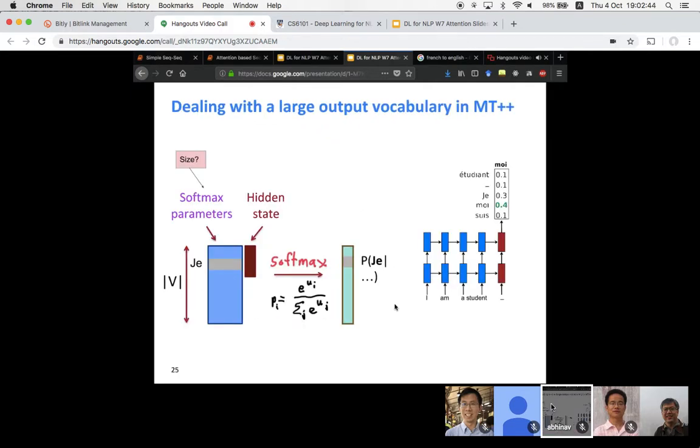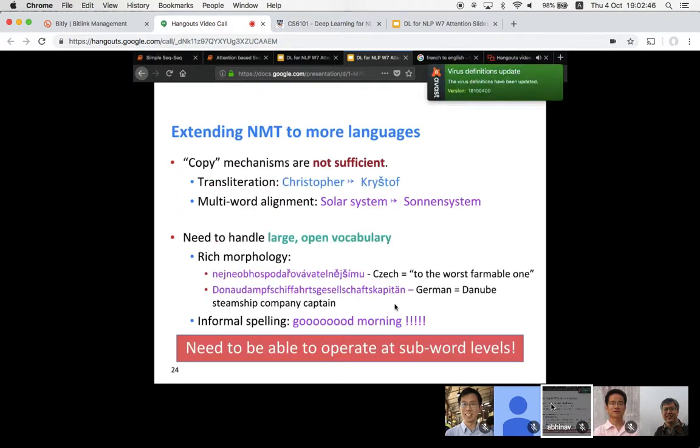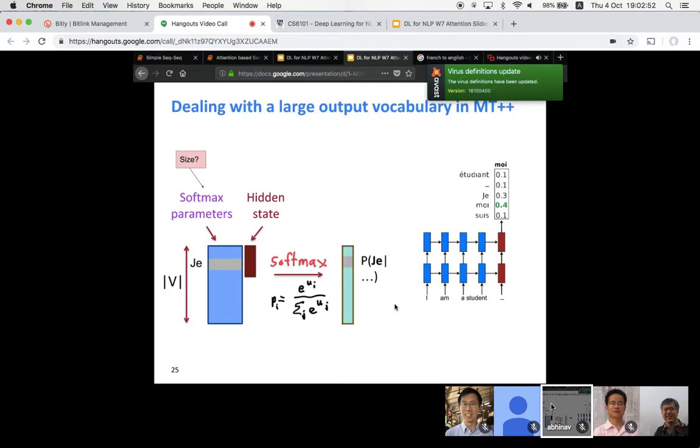For this part of the session, Richard has talked about a lot of papers, and I will go through them quickly. So how do we deal with the lack of vocabulary? When we're trying to predict the word, you have a vector and you take the softmax and try to predict what the next word is. What is the size of this particular matrix?